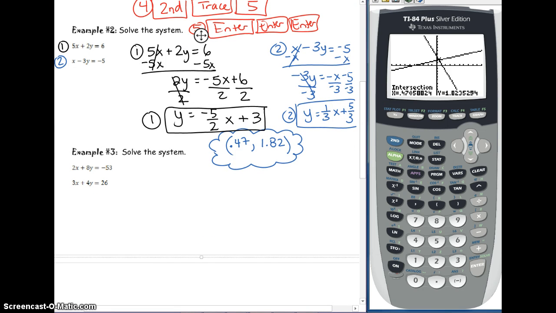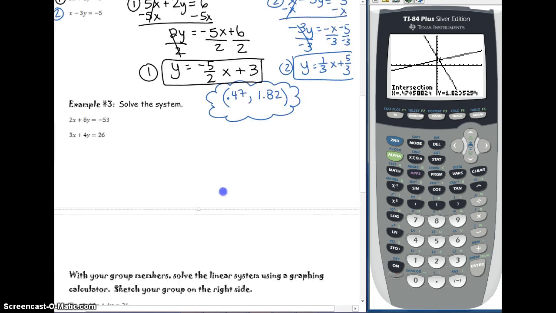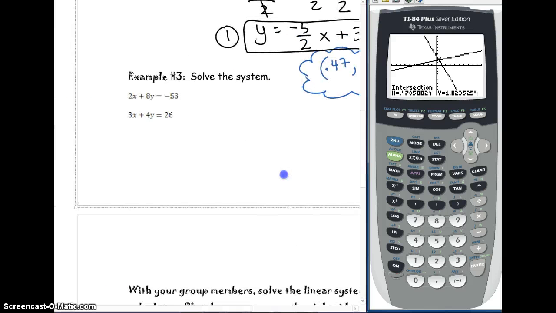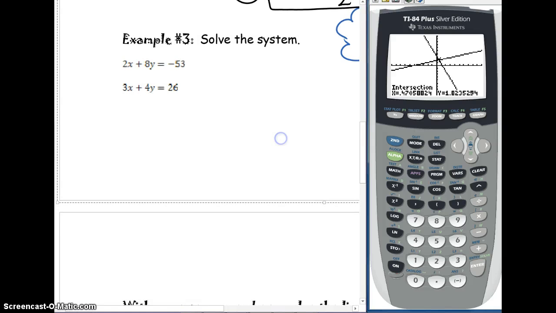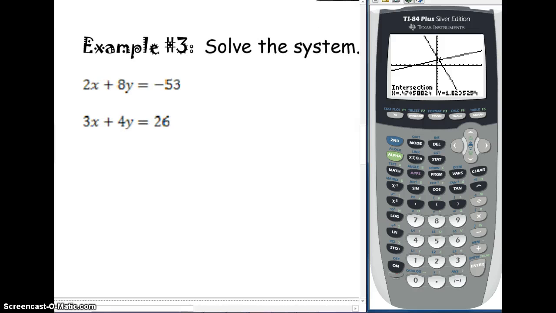So once again, example number 3, it's kind of mean like example number 2. It's not solved for y already. So I'm going to zoom in a little bit more into that. Okay, and so what we want to do is we want to solve the system, and we're going to go ahead and solve for y first. So I'm going to take this, this is going to be my first one, so I'm going to move it to the side. I get 2x plus 8y equals -53. And I'm going to solve for y.